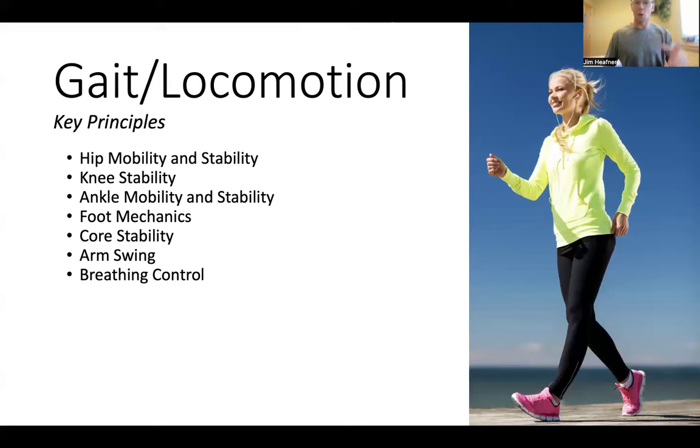Foot mechanics, core stability, just the ability to maintain a neutral position of the spine, that's going to be huge. So you make sure it's not a tail wagging the dog situation. Arm swing. As you walk, I'm sure you've thought about, as the right leg goes forward, the opposite arm goes forward. Just like with running, it's a contralateral cross body pattern. Breath control is the last piece.